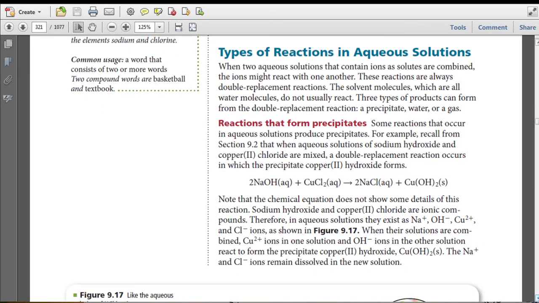Some reactions that occur in aqueous solutions produce precipitates. For example, recall from section 9.2 that when aqueous solutions of sodium hydroxide and copper 2 chloride are mixed, a double replacement reaction occurs in which the precipitate copper 2 hydroxide forms. Now, precipitate is just another word for the solid you usually get out of the reaction when you mix two aqueous solutions together. We've heard the word precipitation before, where water falls from the sky. Precipitates will usually fall out of solution in the form of a solid.